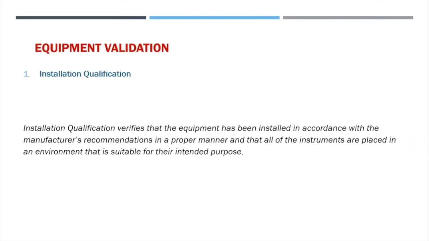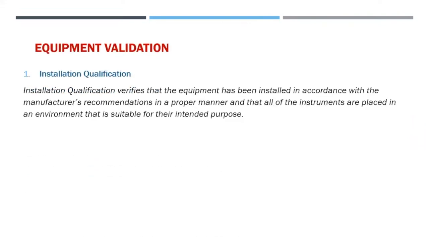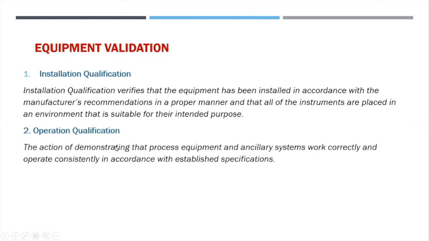Installation qualification verifies that the equipment has been installed in accordance with the manufacturer's recommendations in a proper manner, and that all of the instruments are placed in an environment that is suitable for their intended purpose. So see the word environment, in an environment that is suitable for their intended purpose. Operational qualification is the action of demonstrating that process equipment and ancillary systems work correctly and operate consistently in accordance with established specifications. And that includes even the emergency stop. Believe me or not, you even have to check that the machine's emergency stop works, and you can immediately use it at the time of emergency.